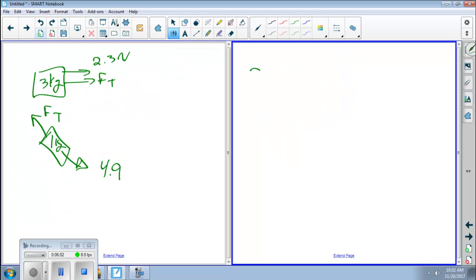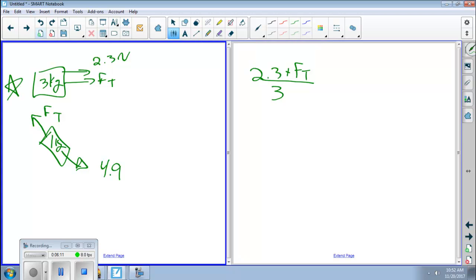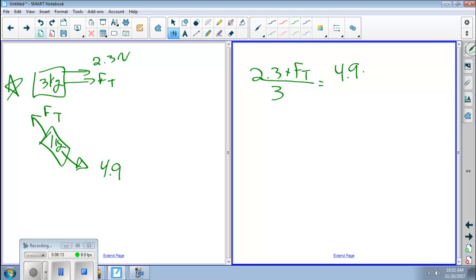So let's see. We've got 2.3 plus the force of tension over 3 kilograms, right? So that's the acceleration of this guy. Yep. That should equal 4.9 minus tension over 1 kilogram, right? Yeah. So what'd you do? Cross multiply maybe? Yeah, so I got 2.3 plus the force of tension equals 14.7 minus 3 force of tension. Yeah, that should work. So 2.3 plus the force of tension equals 14.7 minus 3 FT.